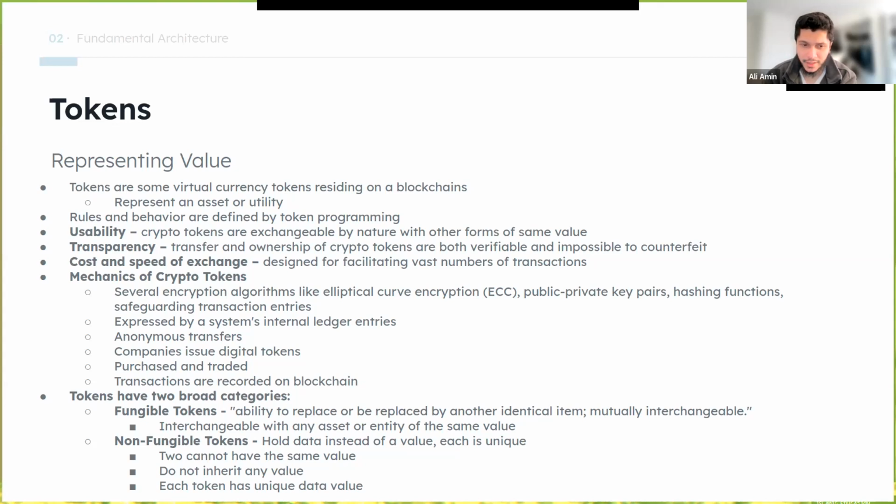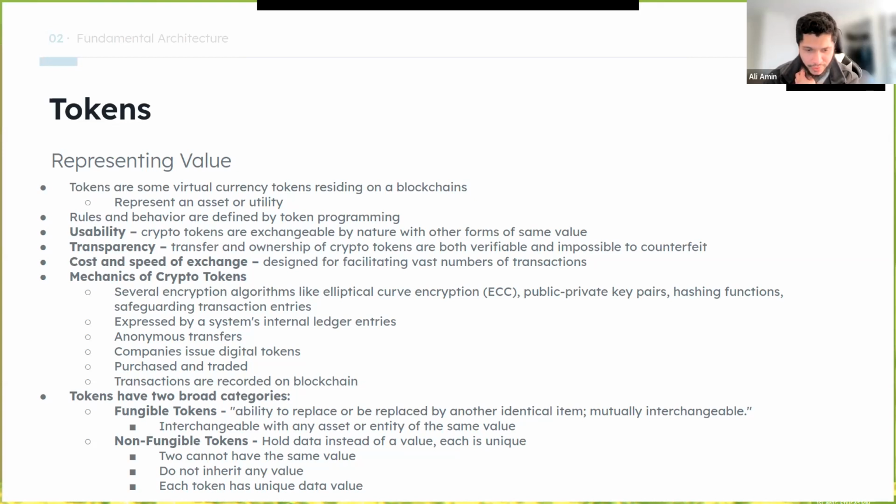So what are some of the mechanics of crypto tokens? They use encryption algorithms like ECC, elliptic curve encryption, public-private key pairs, public key infrastructure, and hashing functions, and they safeguard transaction entries. You know who owns what based on blockchain ledger entries. The transfers can be anonymous if that's what you want. Digital tokens can be issued by individuals or by companies. They're purchased and traded, and the transactions are recorded on the blockchain.